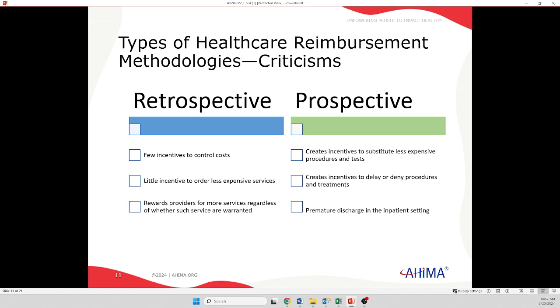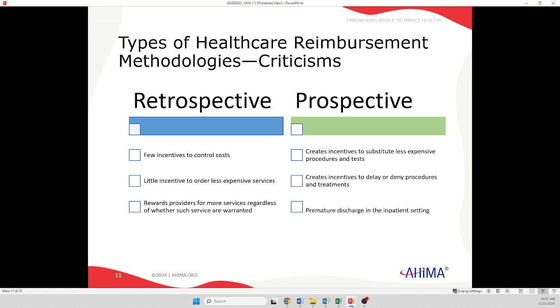So here are the disadvantages to each. Retrospective: few incentives to control cost, little incentive to order less expensive services. It rewards the providers for more services regardless of whether services are warranted.